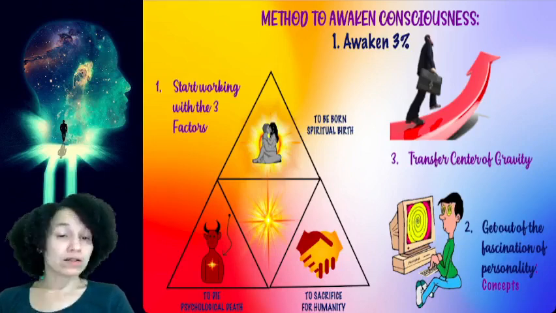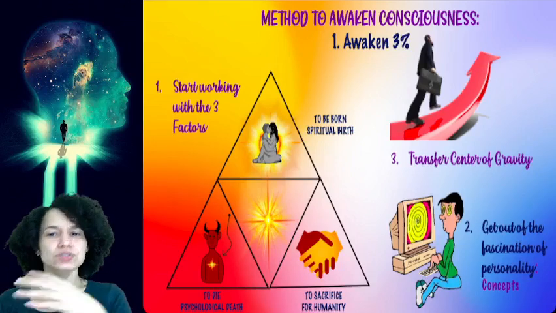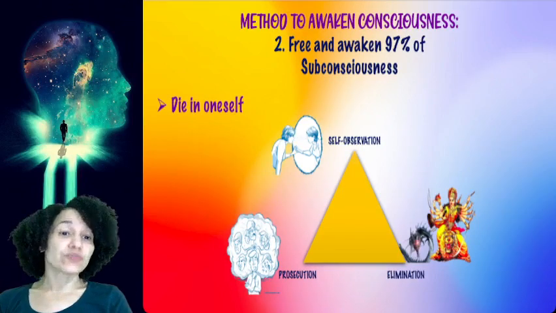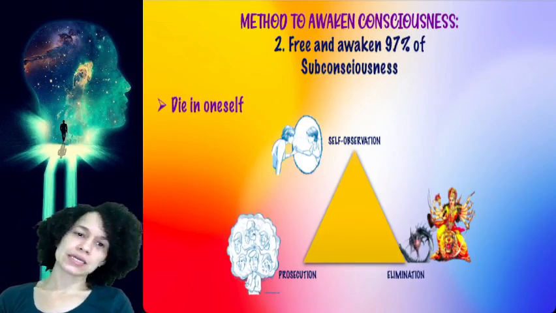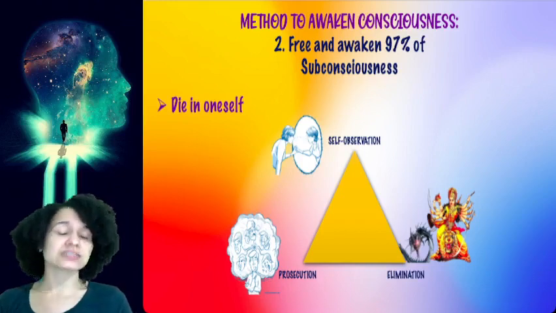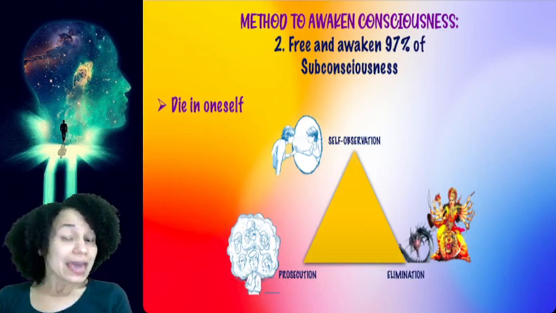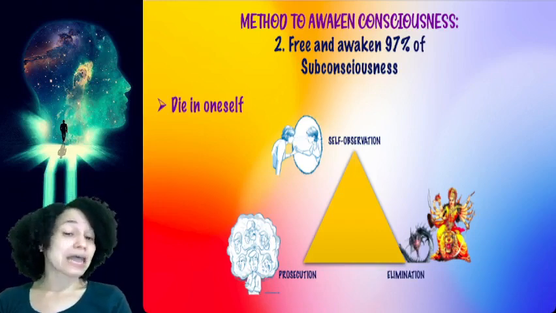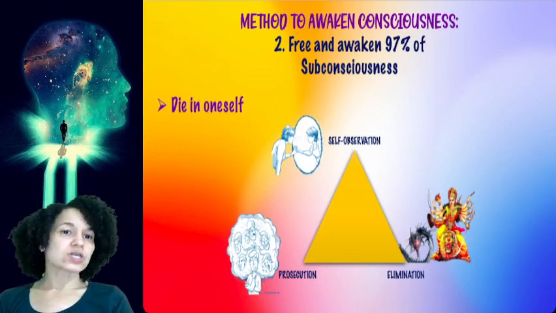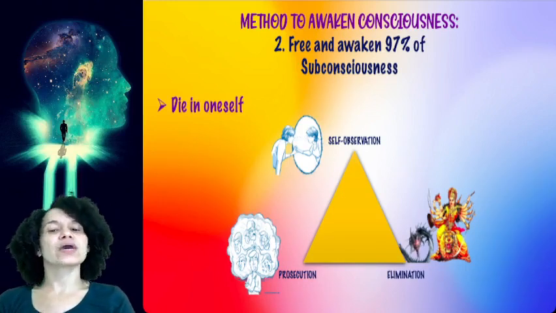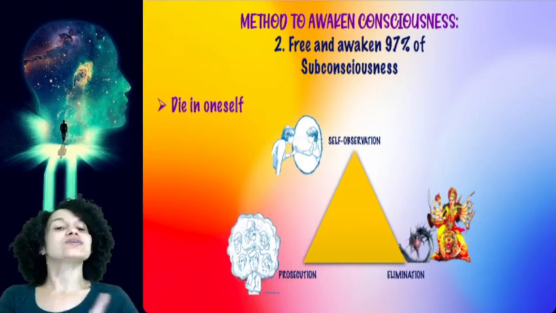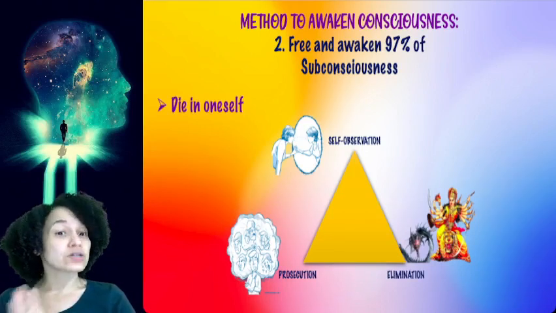Okay, and that is the first work, to awaken the 3%, and the second one will be to free and to awaken the 97% of subconsciousness, because this 97% is trapped in the ego. And we will achieve this by dying in ourselves, that is by practicing the psychological death. So we must remember that the greater the number of disintegrated defects, the greater the self-consciousness.